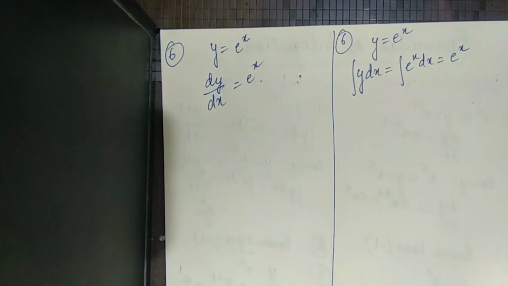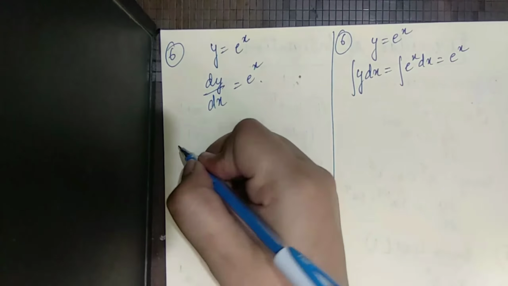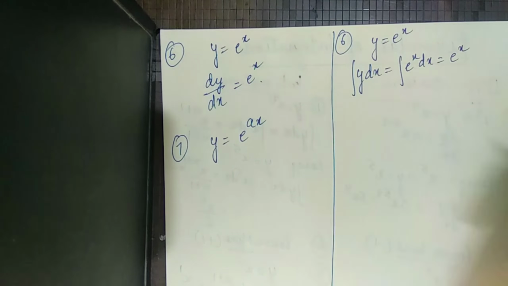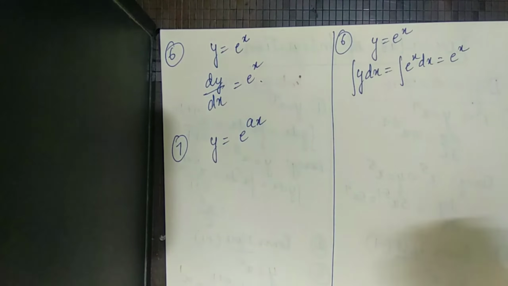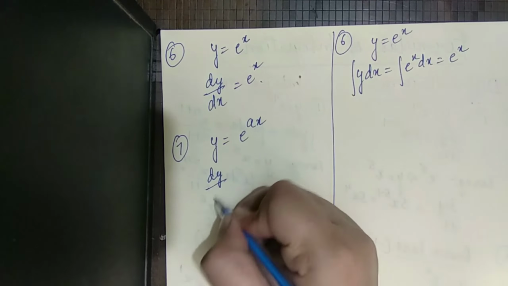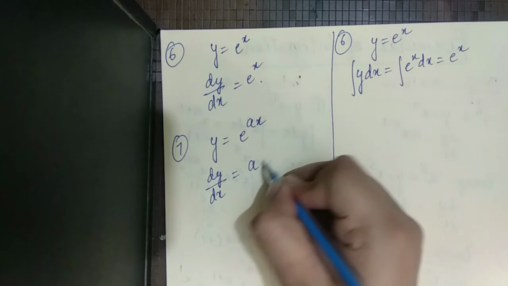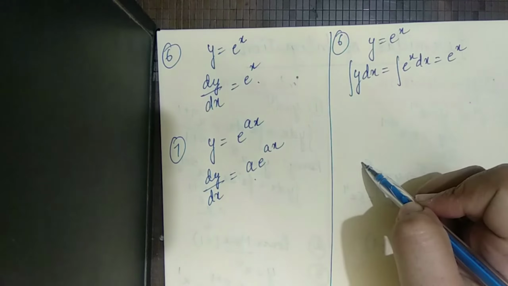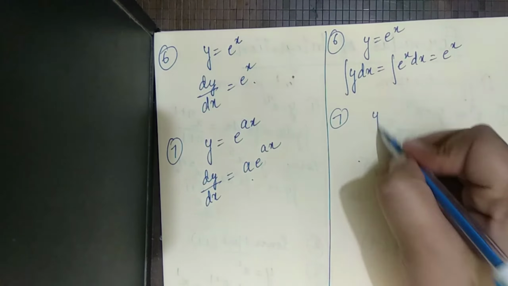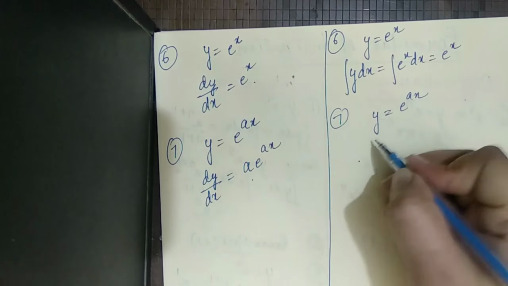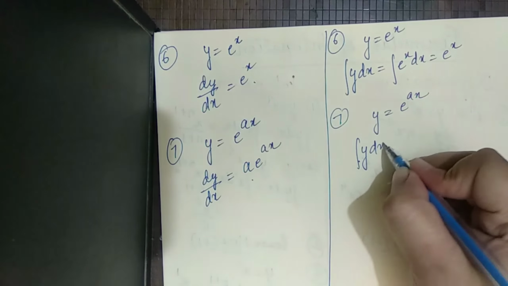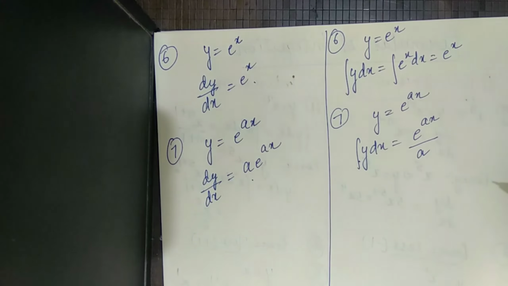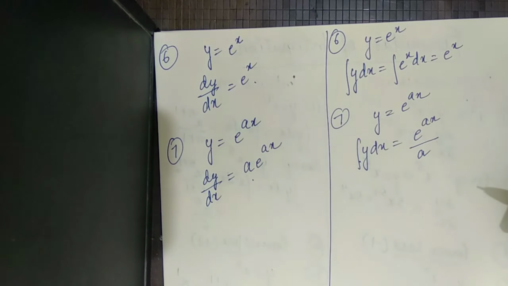So the next one is, if I say y equals e raised to power ax, the differentiation was dy by dx equal to a e raised to power ax. Here we are multiplying, and in integration we will divide. So the integration of y dx would be e raised to power ax divided by a. Clear to you, right? Okay.